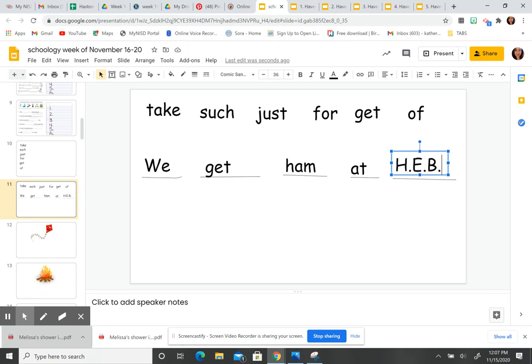So we practiced making sentences with 4 of our words. We focused on making sure we had capital letters. We really focused on the spaces and ending our sentence with a period, a question mark, or an exclamation mark. And we practiced stretching out our words.